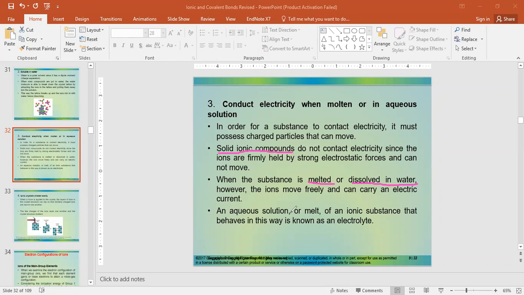So an aqueous solution or a molten state of an ionic substance is what we call an electrolyte. Actually, the basic definition of an electrolyte is a substance which is capable of conducting an electric current in either molten state or aqueous state. So good examples of electrolytes are ionic compounds, because when they are molten or when they are dissolved, they can conduct electricity.